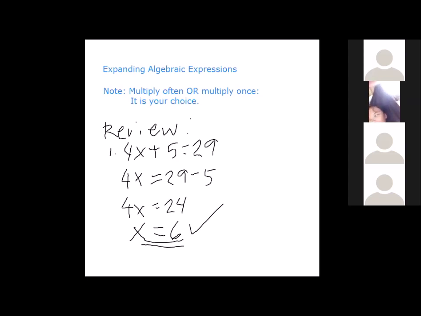Naggamit siya ng subtraction property. Equality ba yun? 4x plus 5 minus 5 equals 29 minus 5. Yes. Oo, tama. Tama ba yun? Yes. 4x plus 5 minus 5, 0. 4x plus 0 equals 24. Ano yun? 24 ba yun?